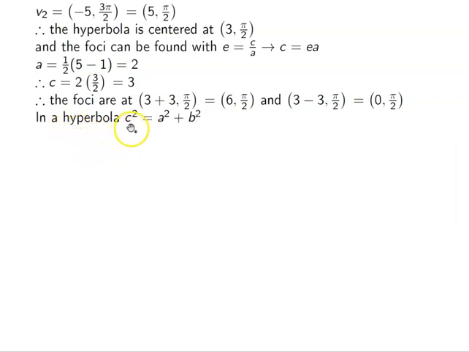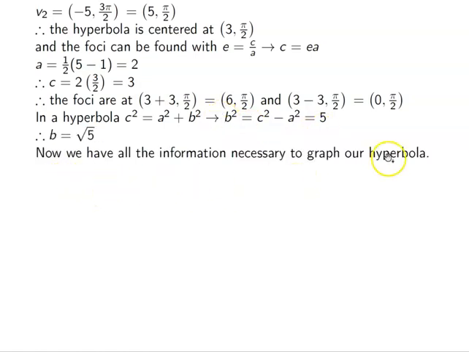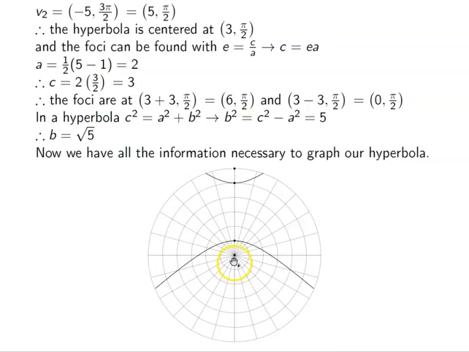And for a hyperbola, I know c squared is a squared plus b squared. I don't know anything about b, right? But I do have c and a. And so b squared is going to be c squared minus a squared. C squared is 9. A squared is 4. So b squared is 5. So b is root 5. And now I have all the information I need. I know a, I know b, so I know my asymptotic lines, I know my foci, my vertices, I know the center box information, everything, right?